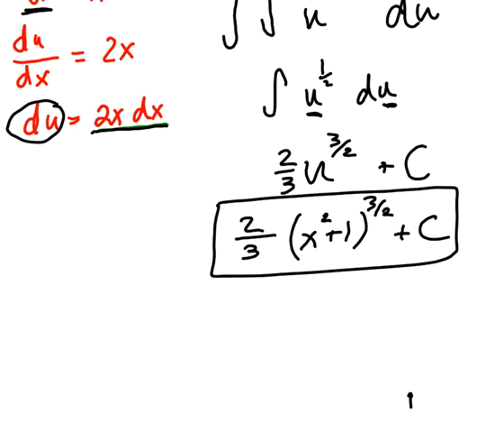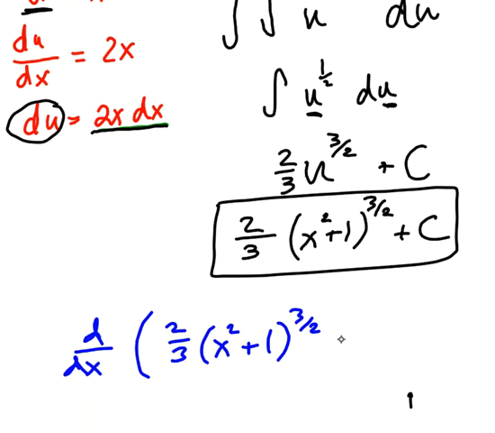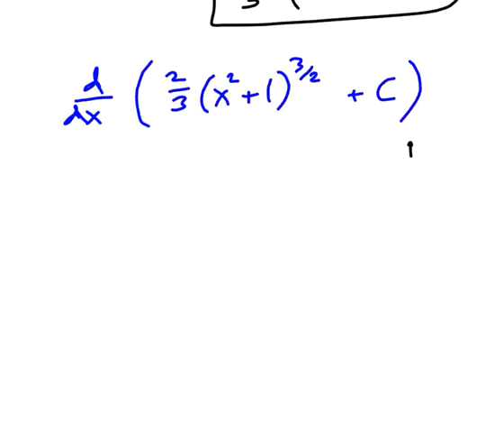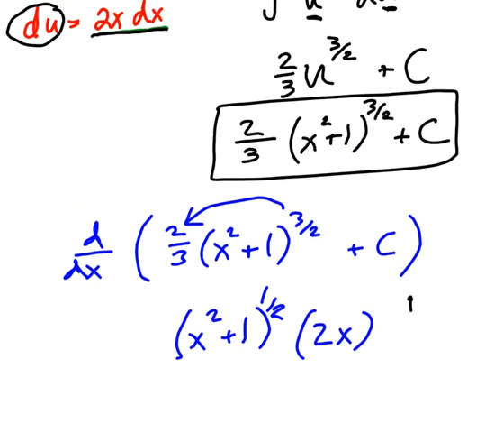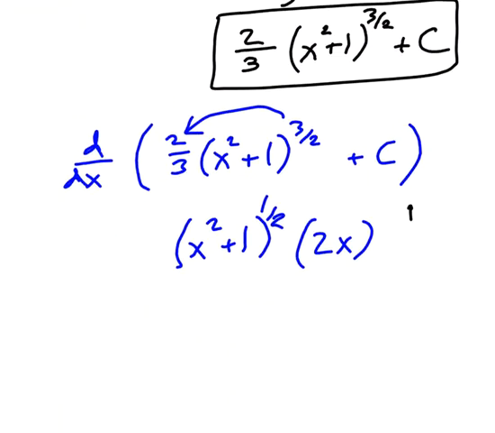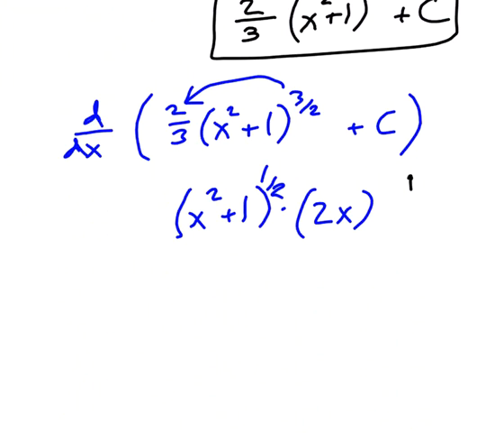If I want to double check to make sure that that really is my answer, take the derivative with respect to x of this. This is just confirming that I'm not making this rule up. 2/3 times 3/2 is 1. I'm going to get x squared plus 1 to the 1/2, chain rule, times 2x. Is that what my original integrand was? Yes, it is. Backwards, but multiplication is commutative, so it doesn't make a difference. Let's try another one.